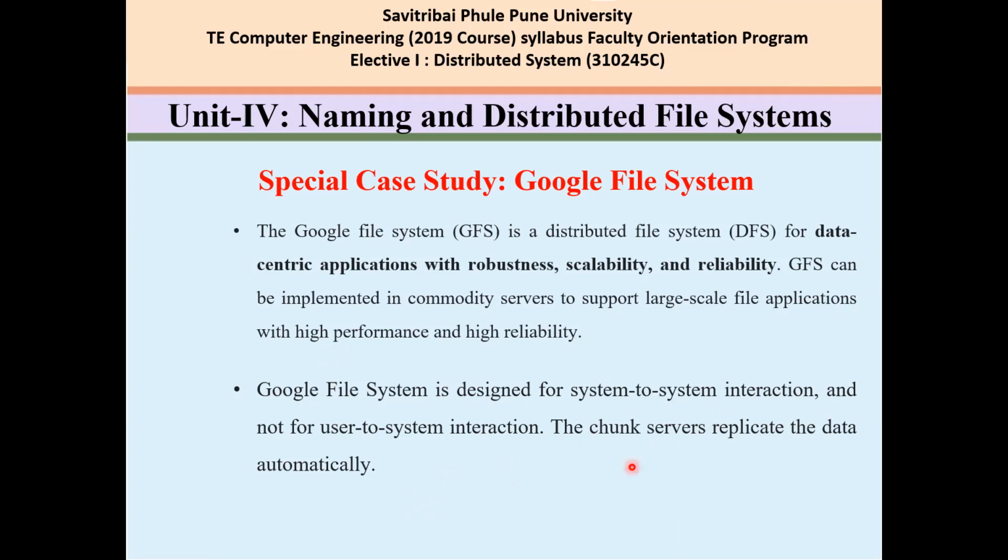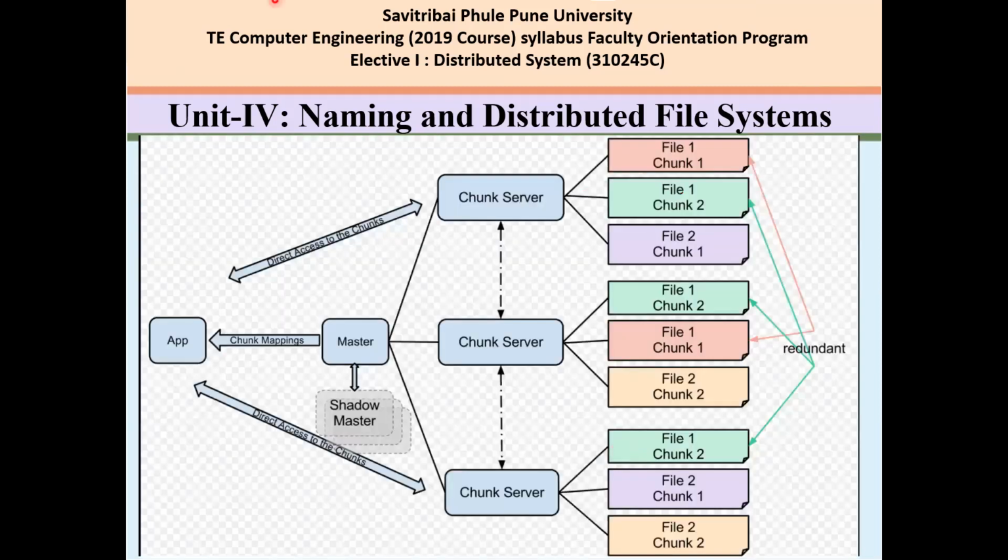Now here we are going to focus on the important module of GFS, that is chunk servers. Obviously a chunk will be one part, or sub-part, of a server. Chunk servers replicate the data automatically. This is the diagram for the Google file system, which starts from an application that first gets chunk mappings via the master. We also have a shadow copy of that master, the shadow master. Through that master we get the connections to the chunk servers. That is one option. Another option is that the application has direct access to chunks.